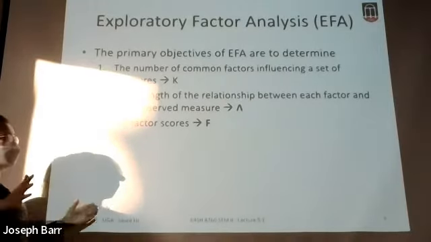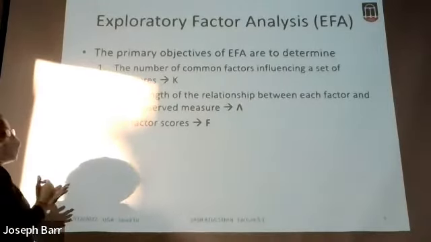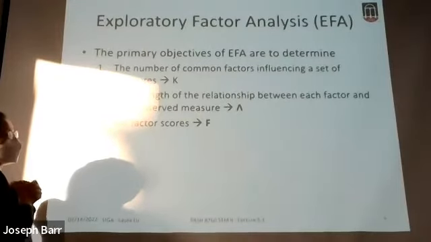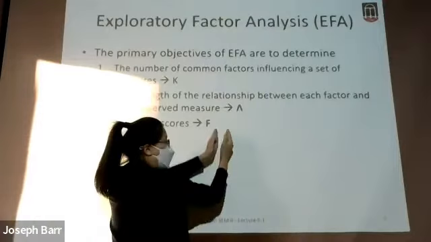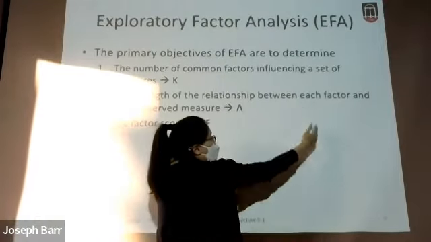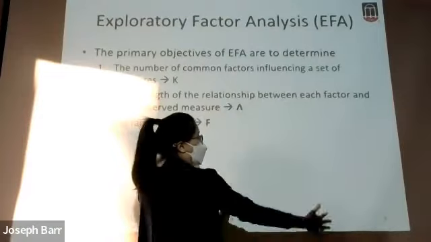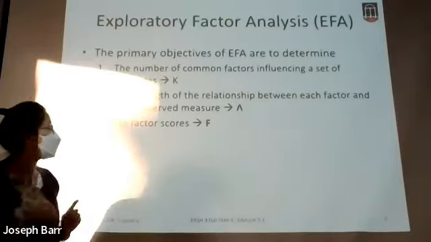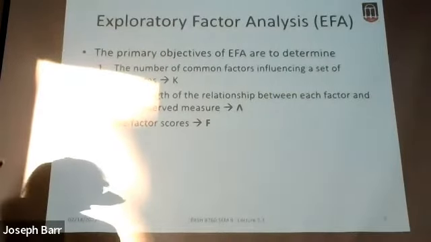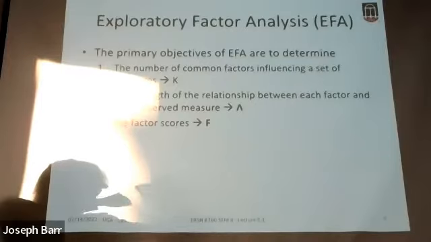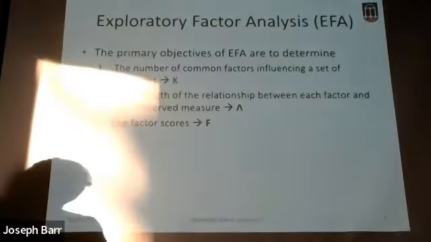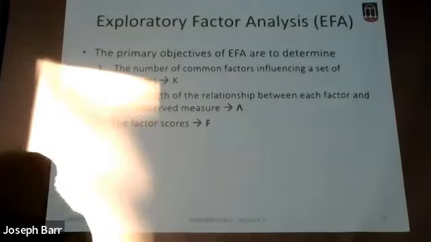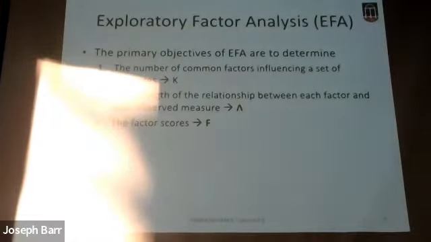So we have a big matrix, the lambda matrix. If we have P observed variables, it's P by K: P observed variables, K latent factors. So this lambda matrix is huge, with P by K elements inside it. It connects each factor and each observed variable, to look at the coefficient. And then we can also check the factor scores, the F scores. So those are our primary objectives. We're gonna do all of these today.